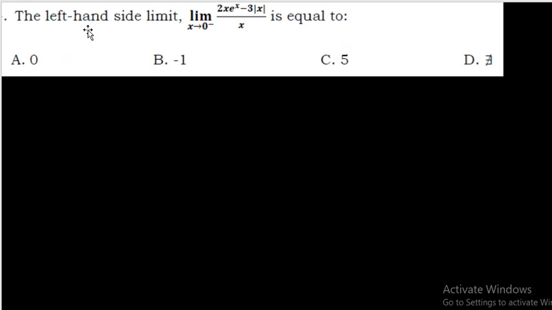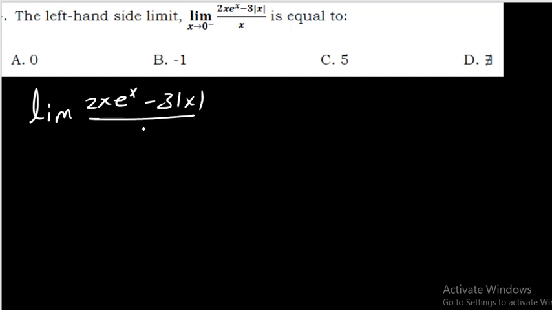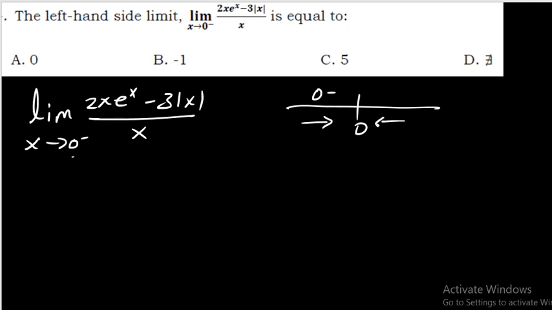Next one, we are asked about limits. To find the limit of 2x e to the power of x minus 3 absolute value of x, the whole over x, as x approaches 0 from the left. On the number line, if 0 is here, approaching 0 from the left means this side. Approaching 0 from the right means this one.